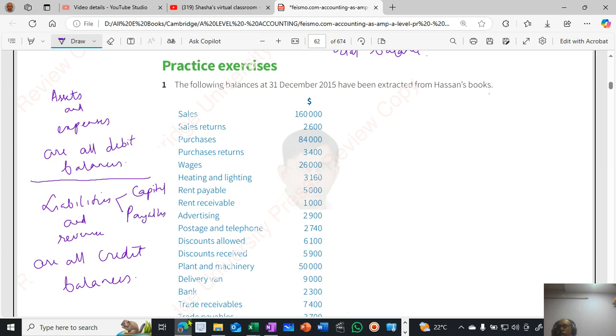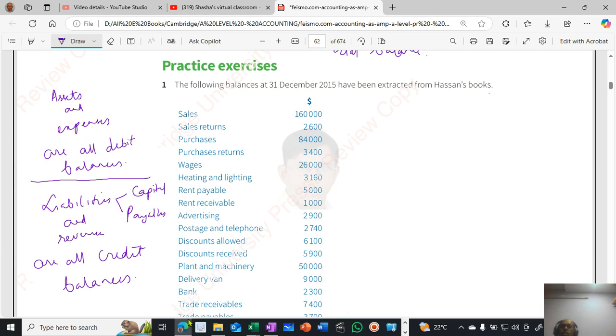Whether they are internal or external, they are always credit balances. Revenue or income are all credit balances. You always have to write them on the credit side. So it's simple. Unnecessarily don't exaggerate and learn a lot of things. Just remember this. You just have to identify whether the given particular item is debit or credit.